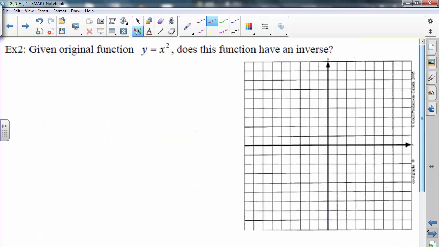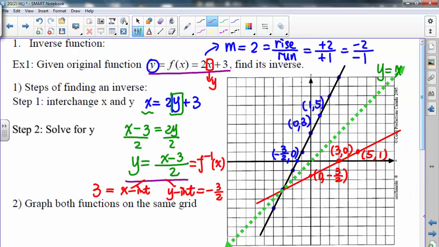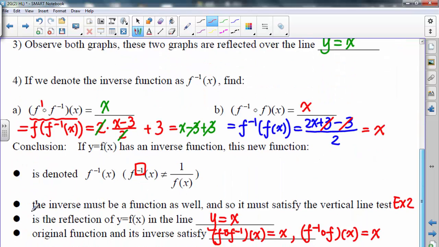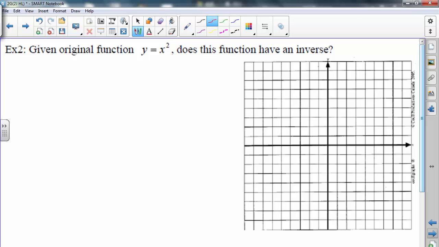Right now, let's look at the second example. Given the original function y equals x squared, does this function have an inverse? If we go back to the conclusion points, you need to remember the inverse must be a function as well, and it must satisfy the vertical line test. So an inverse function should also pass the vertical line test.